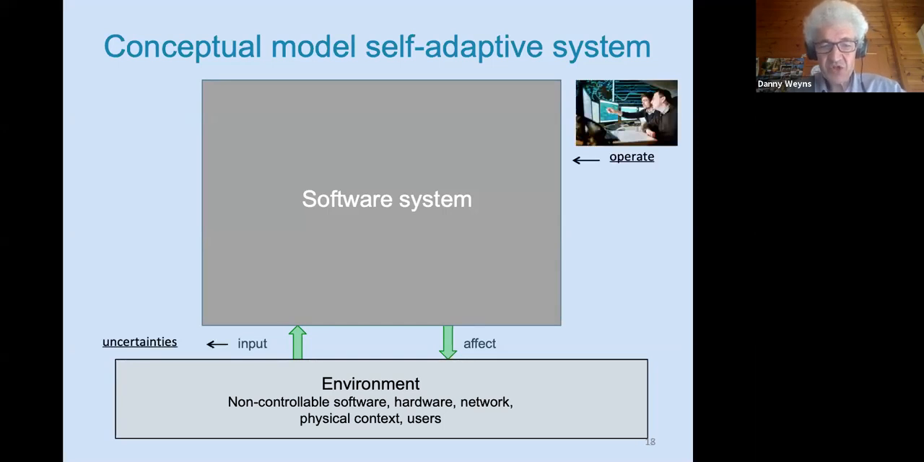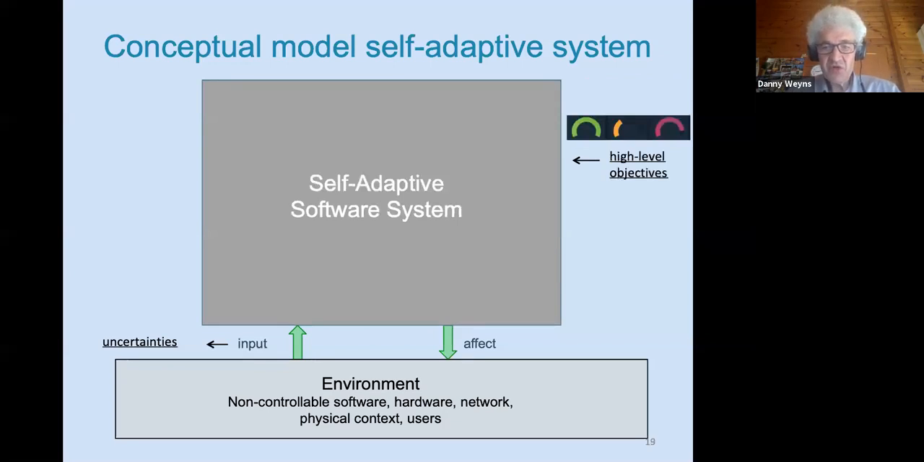Now, if the input has uncertainties, if you don't know from the system up front that things might happen, you might need an operator that monitors the system and might change things in the system whenever it is necessary due to these uncertainties. Now, if you change the software system to a self-adaptive software system, you see the change is very small. The operator is replaced basically, and the operator now only gives a set of high-level objectives to the system, and now the system is dealing with the change that is needed to deal with the uncertainty itself. So this basically represents the first principle.